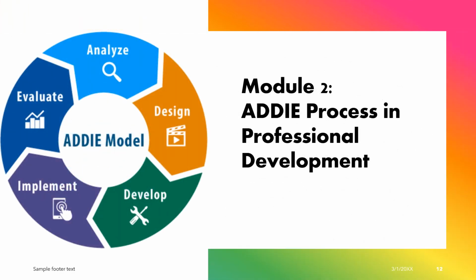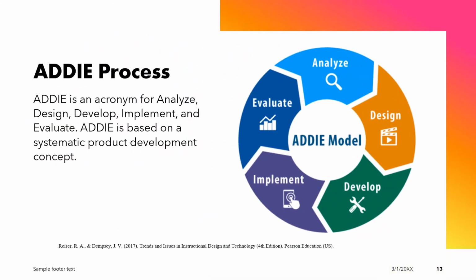And now we'll take a look at Module 2, which is the ADDIE process in professional development. ADDIE is an acronym for Analyze, Design, Develop, Implement, and Evaluate. ADDIE is based on a systemic product development concept, and that is straight from Reiser and Dempsey, 2017.